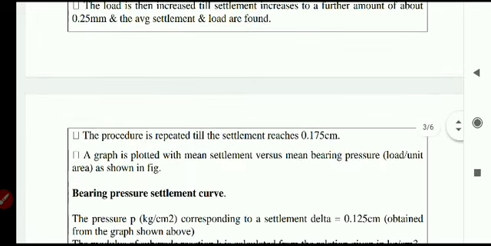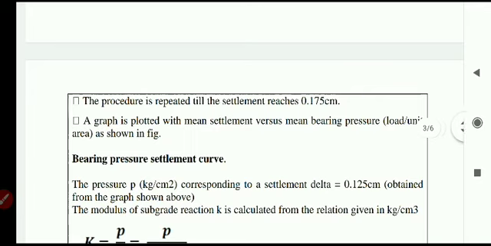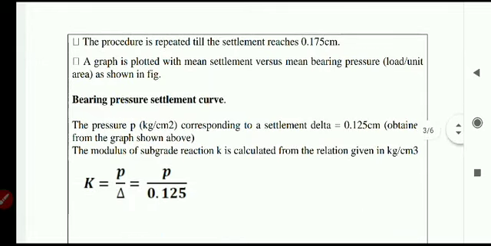Okay, the procedure is repeated till the settlement reaches 0.175 mm. Means 0.025, 0.025 mm, like that it is applied, and till it reaches 0.175 mm, the load is applied. The graph is plotted with the mean settlement versus mean bearing pressure. Load per unit area is shown in the figure.